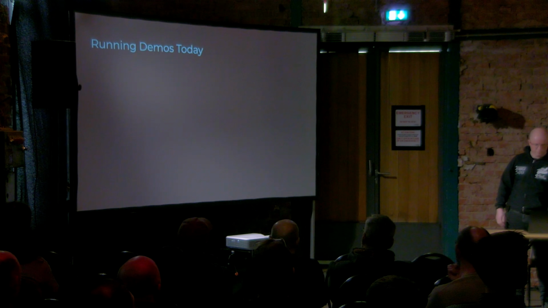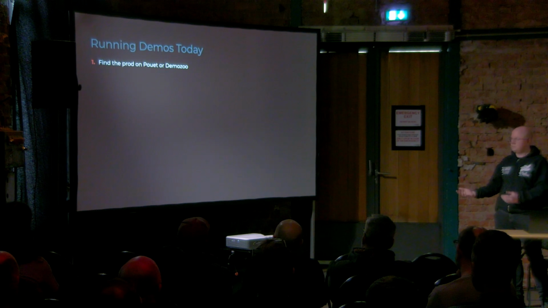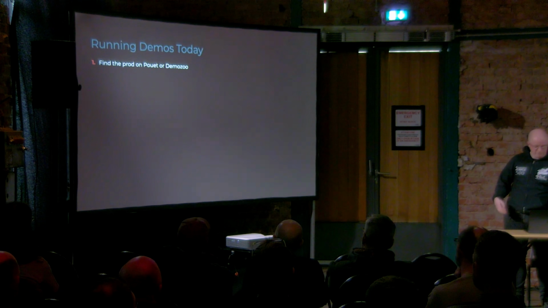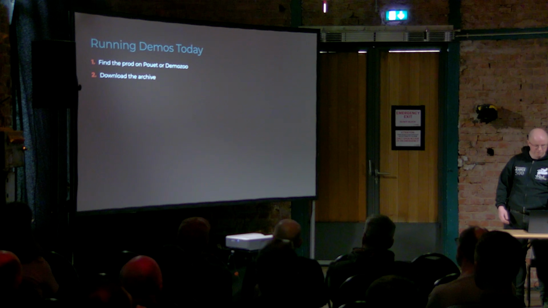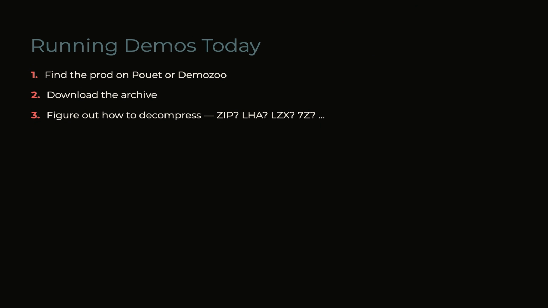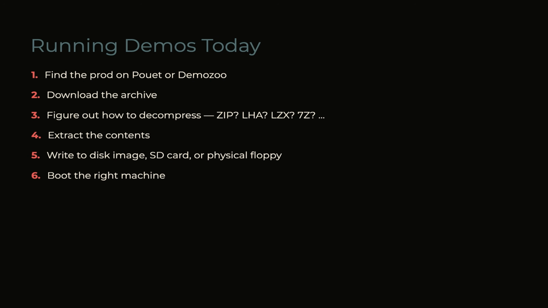So when you want to run demos today, first you have to download it, right? Find the production, download it, figure out how to decompress it, then you have to extract the content, you have to write it to an SD card or a physical floppy. You have to boot the right machine, and you also need to have that machine that you need to boot it on. Then you need to repeat this for the next production.